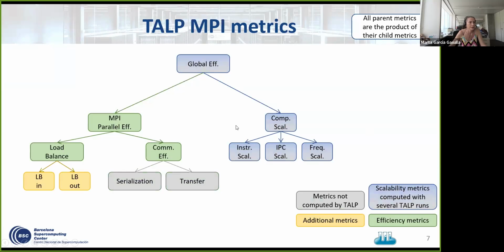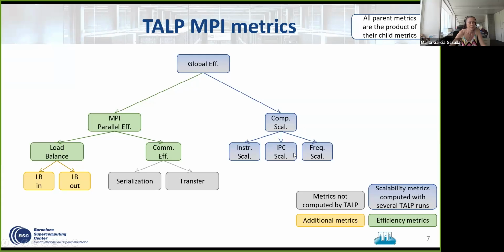And then when we implemented these metrics inside TALP, there are several things that we could not have. For example, we cannot divide between serialization and transfer because we need simulation to do this. So the metrics in gray are not computed in TALP. But on the other hand, we added two new metrics that help us tell if the load imbalance is happening inside the node or outside the node.